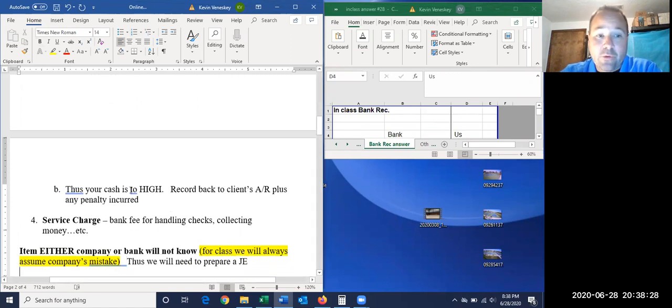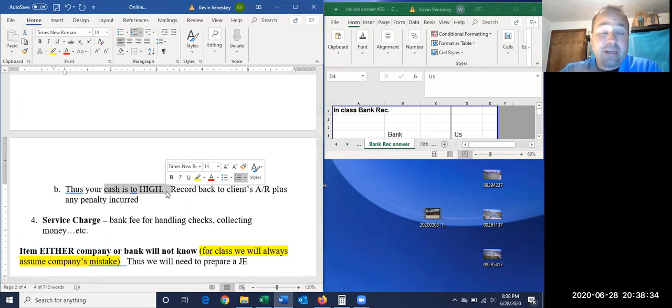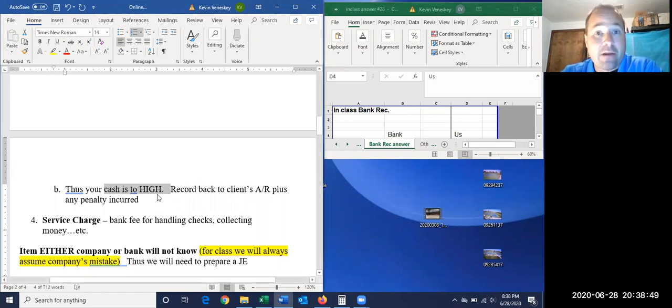So what that's going to do, therefore, if the check bounced that we received, that means our cash is too high. We're going to have to take money back out because our client never really paid us. They thought they paid us, or they knew what they were doing and paid us out of a bad account anyway. But regardless, we have to take money out of the account. And what we do then is put it back onto the client's AR account, put it back onto their bill plus any penalty.